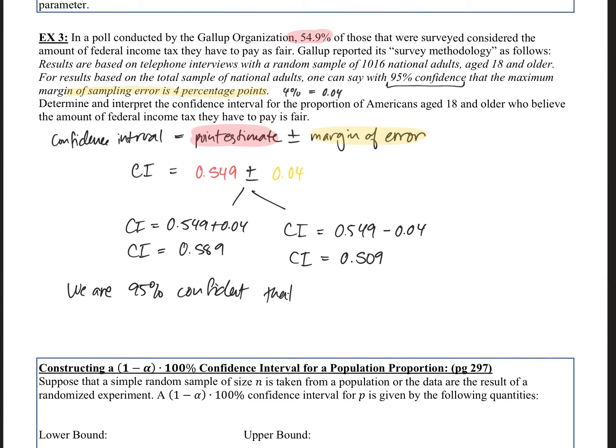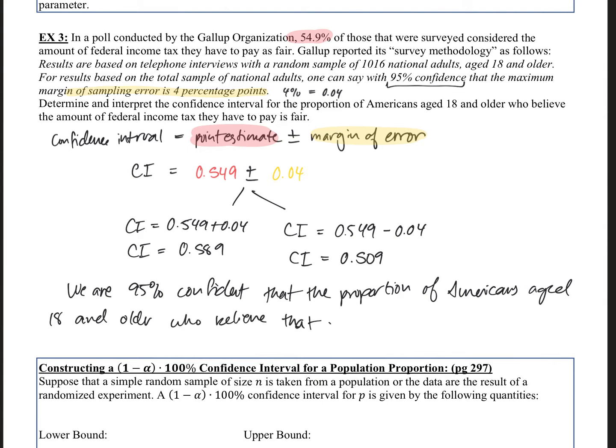Well, that the proportion of Americans aged 18 and older who believe that the amount of federal income tax is fair is between, we have found our upper and lower bounds. So it's going to be between this value and this value.